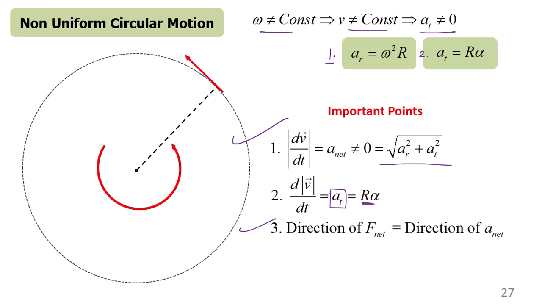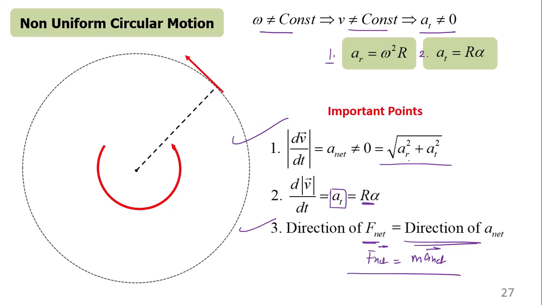Now the direction of net force should be along the direction of a_net. Why? Because if I apply Newton's law, F net equals m into a_net. Now here the net acceleration is the resultant of a_r and a_t both. And if the resultant of a_r and a_t is there, that means net acceleration will be at a different angle, and for that the force will also be different. Understood? So precisely there will be two different types of problem, one for the uniform and one for the non-uniform situation.